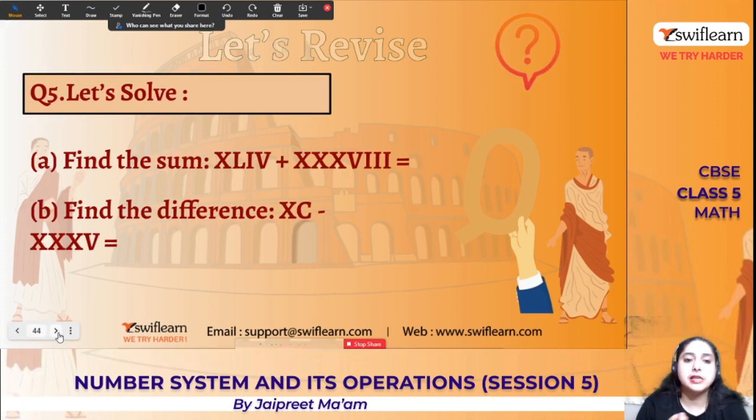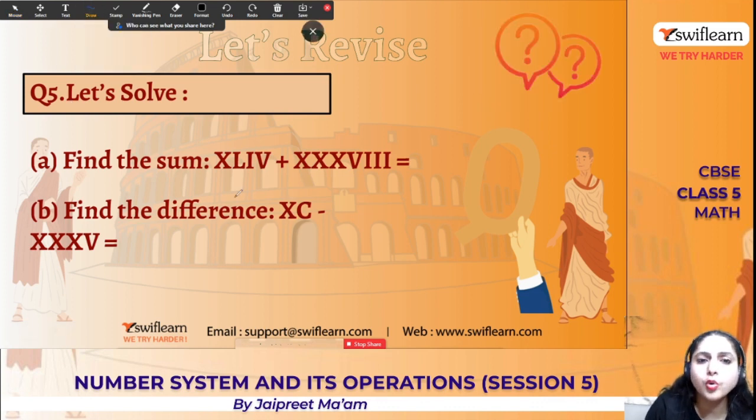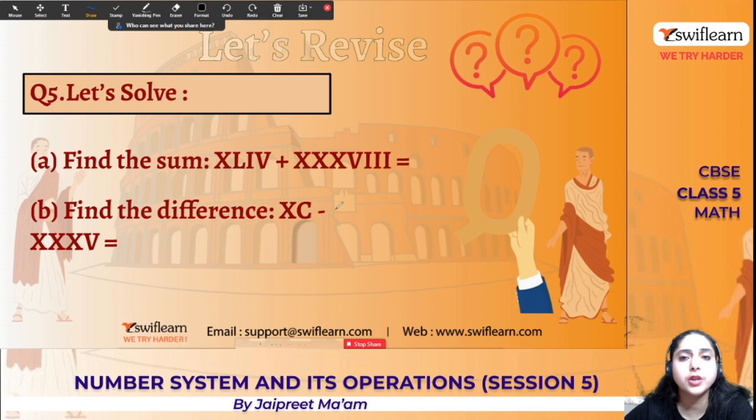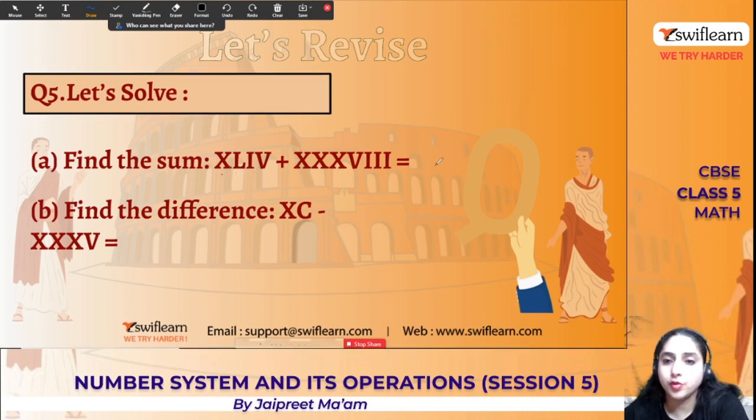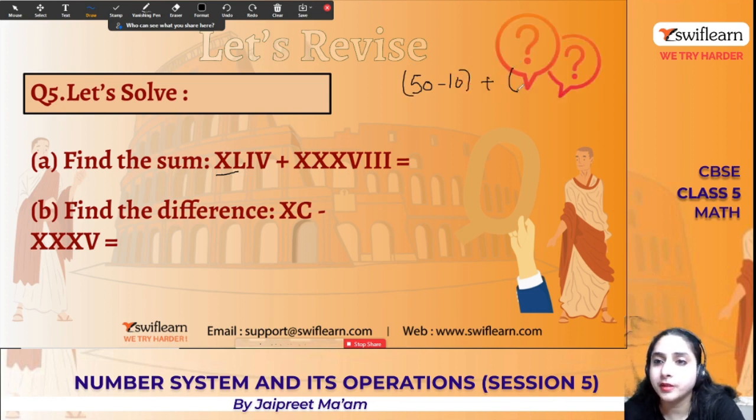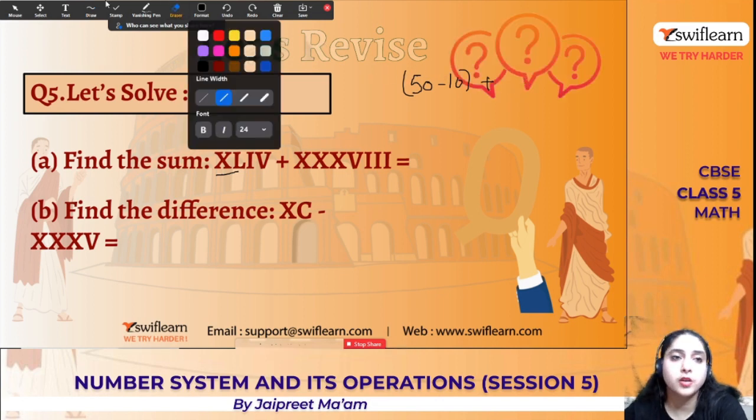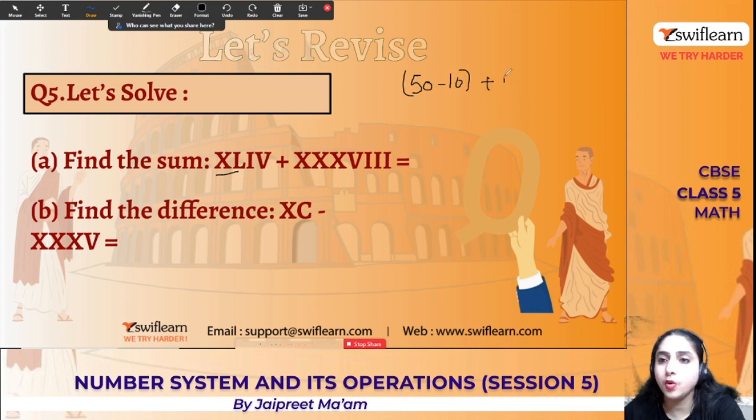Okay, let's solve these. Let's do some addition and subtraction questions also. So how to add? First rule, convert into the Hindu-Arabic, then do the addition. So XLIV. So X is written in the beginning, that is 50 minus L. 50 minus 10, then we know it's 5 minus 1. So it's 4, right? So we'll write 4.